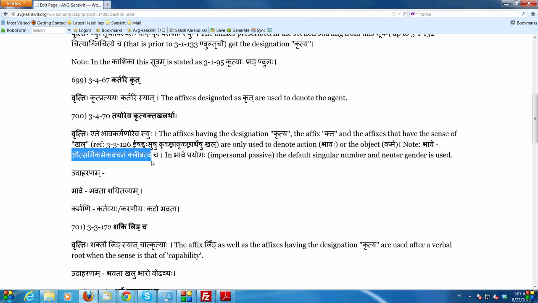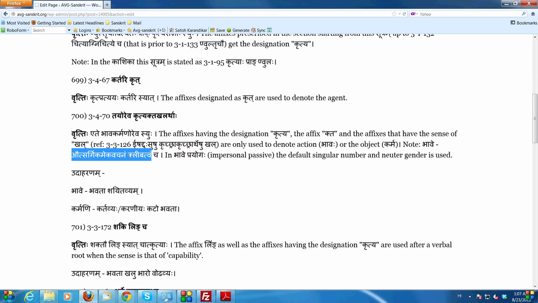There is a convention in this language which says samanye napumsakam. In a general sense, when you want to refer to something, you use napumsakam. You say kimidam, what is this? You don't say koyam. You don't look at a masculine or a feminine form. Use the neuter form. So to refer to something in general, you use the neuter form. That's the autsargikam ekavachanam klibatvam cha. So if you think it's a bhave prayoga, the way to check that is to see if the declension is neuter singular. If it is not, it is not a bhave prayoga.